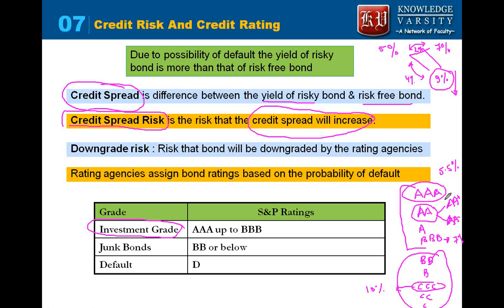It might happen that due to deteriorating fundamentals of a company, the bond is downgraded by the rating agencies. So that risk is called downgrade risk. Because when a downgrade happens, the yield increases and the price decreases. So this downgrade risk decreases the price. Credit spread risk also decreases the price. So a downgrade will increase the credit spread.